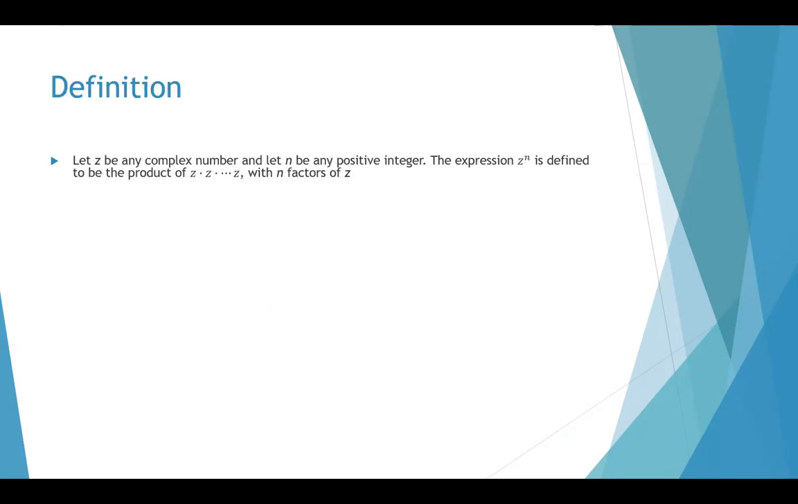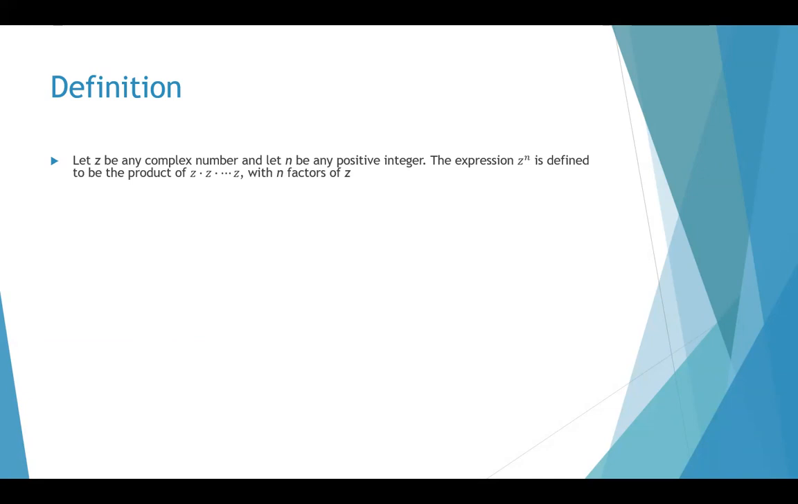Let Z be any complex number, and let N be any positive integer. So we're talking not just about real numbers. And I know that for you guys, most of what you've done has been real numbers, but we're going to include complex numbers because the reality is students will see complex numbers. The expression Z^n is defined by the product of Z times Z times Z, etc., n times. So there are n factors of Z.